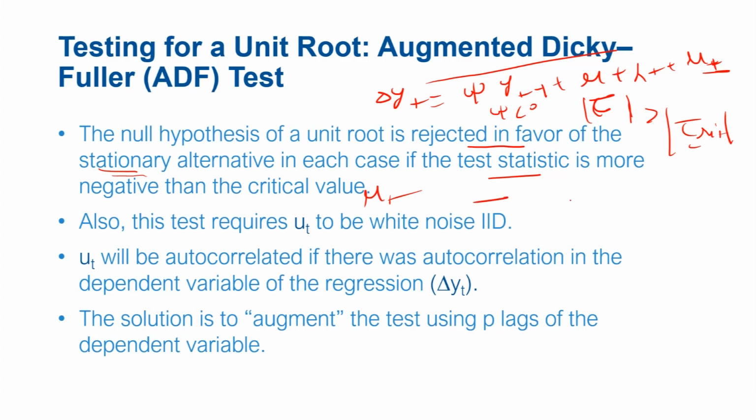But if there is some kind of autocorrelation structure in the delta yt process, which is the dependent variable here, and if that is not well taken care of, then mu t will also be autocorrelated. And if mu t is autocorrelated, then the inferences, and in fact our testing of the significance of this psi variable, would be inefficient and incorrect. The solution here is to augment this model with lags of delta yt, that is delta yt minus 1, delta yt minus 2 and so on, let's say p lags of this dependent variable delta yt, which will soak up this autocorrelation existing in the delta yt process.